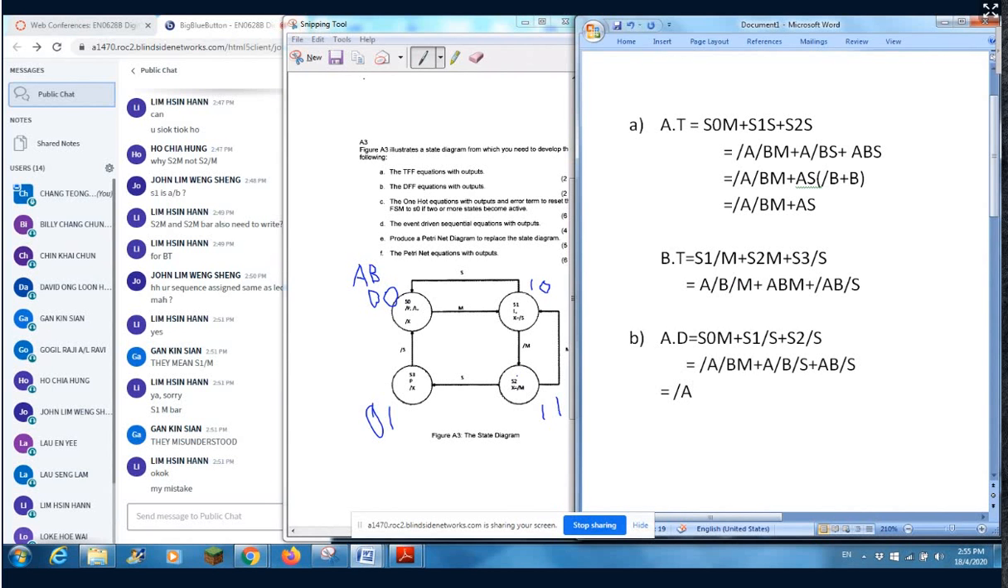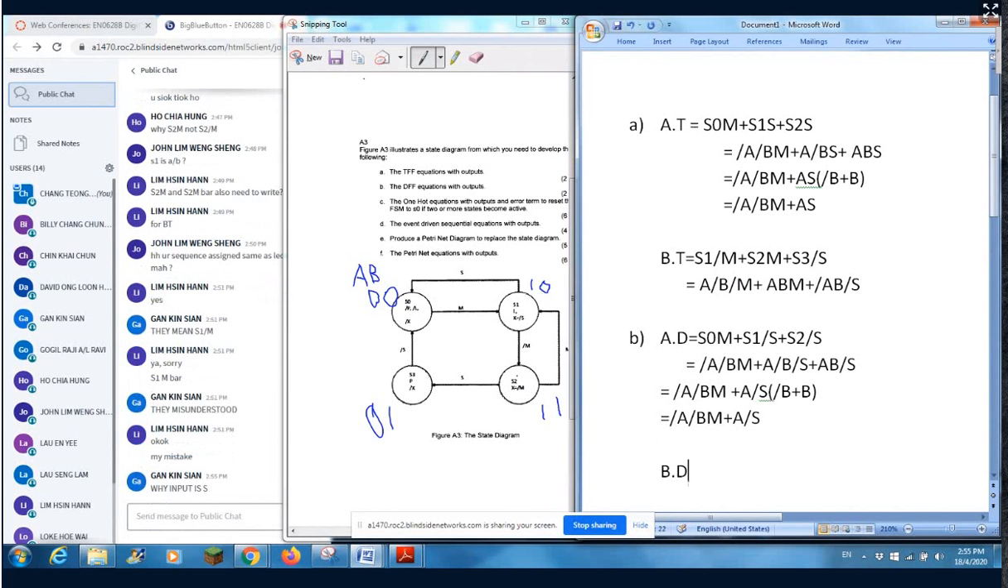Second one, S bar A. Yes, you take out your S bar A, or with A, S bar, so you are left with B bar or B. So you have A, B bar, M, or with A, S. Okay? All right, you cannot simplify further.